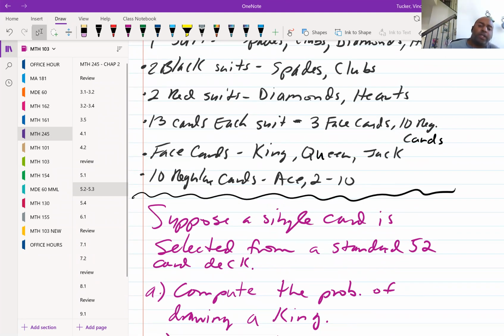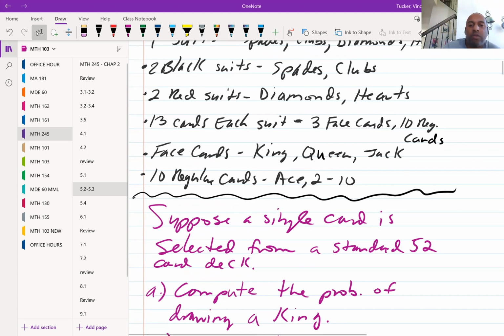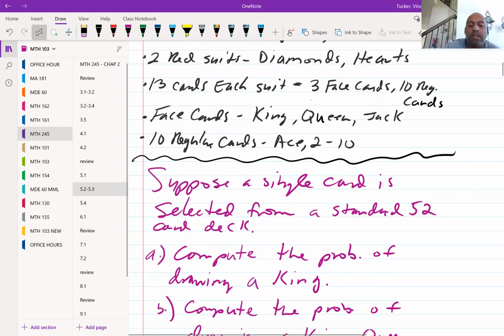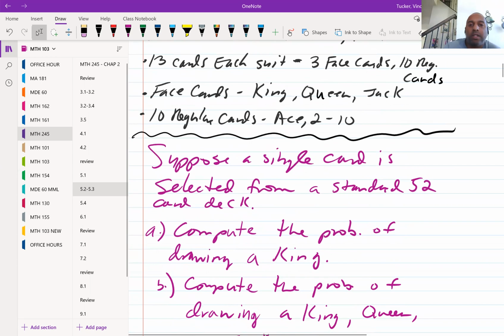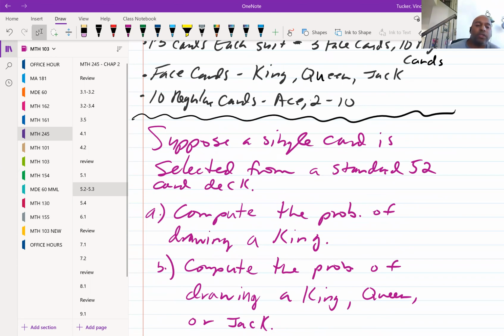So suppose we have a single card that's selected from a standard 52 card deck. We want to compute the probability of drawing a king, then compute the probability of drawing a king, queen, or jack.